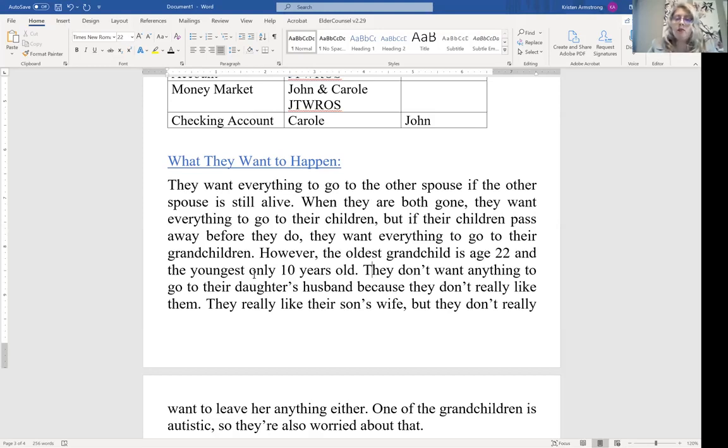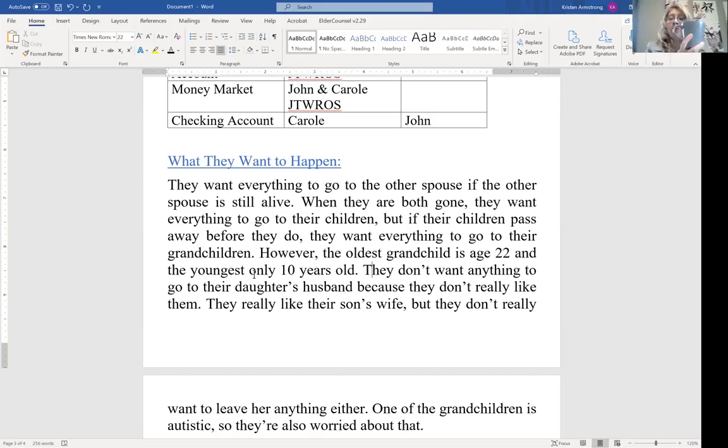So how does the trust work? Well, John and Carol are alive. They go to their estate planning attorney, and we create a trust. And this is the trust. Let's pretend this coffee mug is my trust. The trust is controlled by a trustee. The trustee is holding the trust and taking care of the trust. While John and Carol are alive, it's our goal to help them fund the trust.